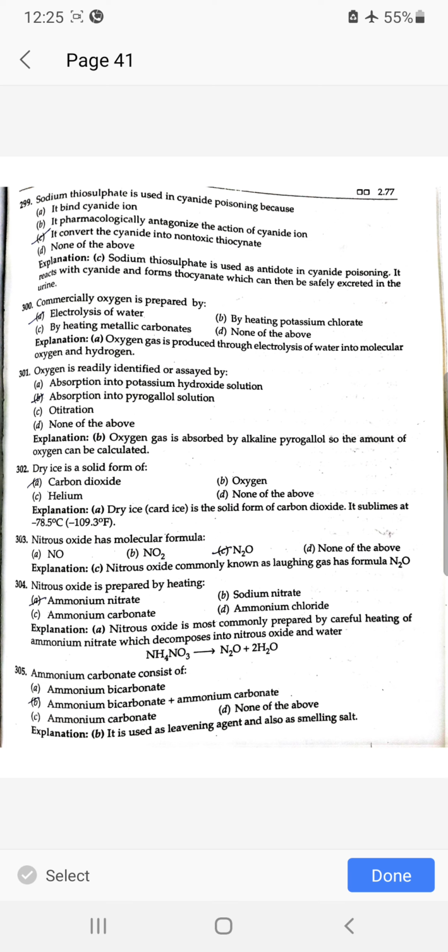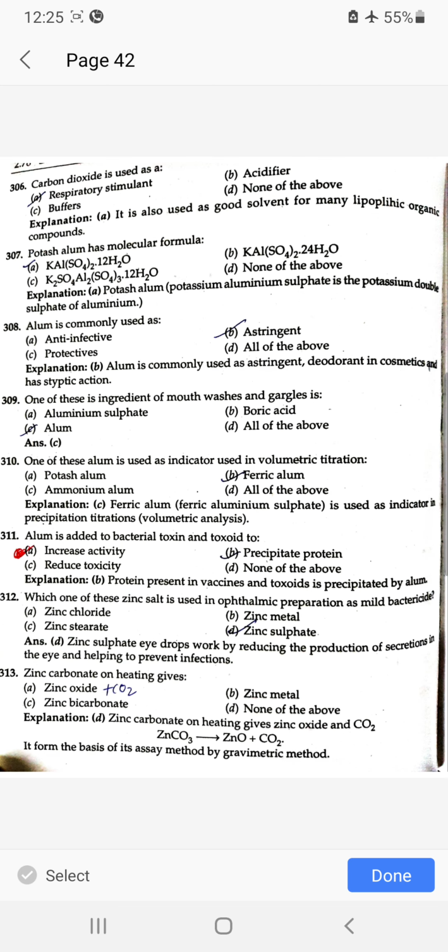Ammonium carbonate consists of ammonium bicarbonate plus ammonium carbonate. Carbon dioxide is used as a respiratory stimulant. Potash alum has the molecular formula K2SO4.Al2(SO4)3.24H2O. Alum is commonly used as an astringent.